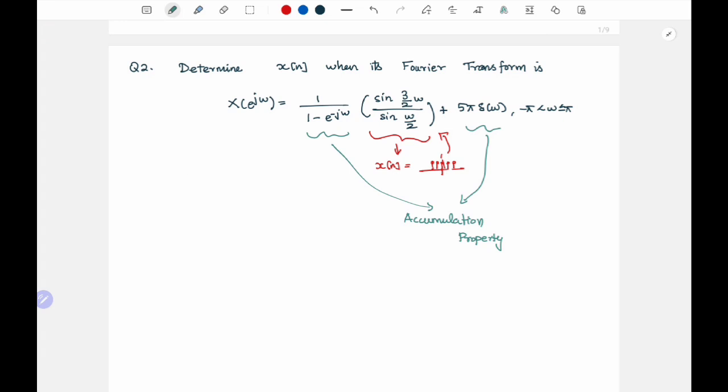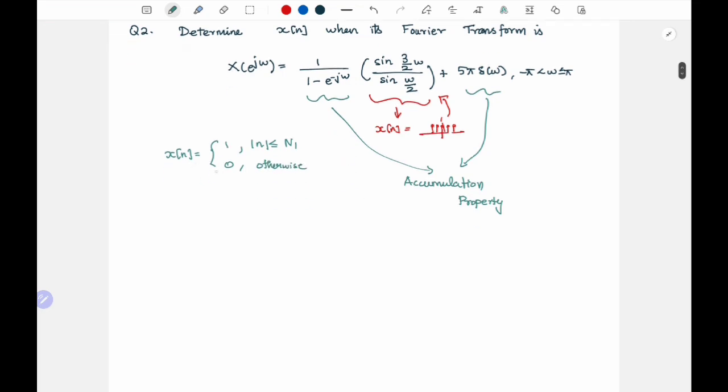So you needn't remember the properties or the signal. You just assume, let's say, x[n] equal to 1 for |n| less than or equal to n1, 0 otherwise. So now if you find your X(e^{jω}), it is nothing but summation n equal to minus infinity to infinity x[n] e^{-jωn}. So this will be summation n equal to minus n1 to n1, x[n] is 1, e^{-jωn}.